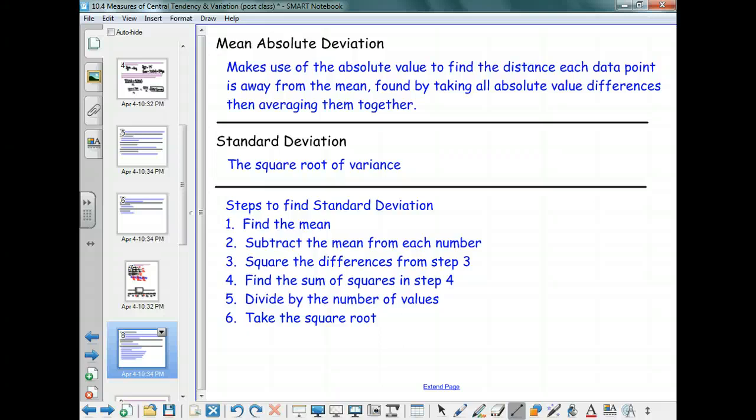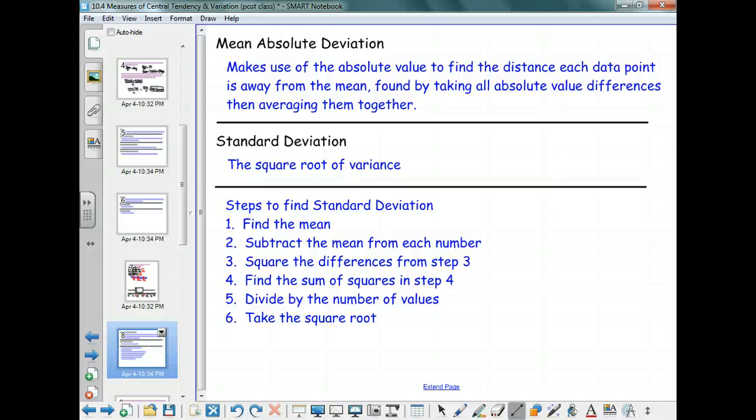The last one, the box plot, was the median, right? Everybody good with that? This is the mean. It's found by taking all the absolute value differences and averaging them together. We're going to do one in a minute, but it's a really straightforward calculation. Okay, that's the mean absolute deviation. The other one is a little bit more difficult. The standard deviation has more steps to it.